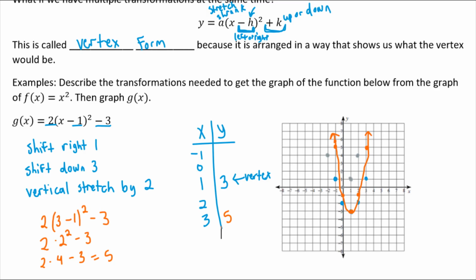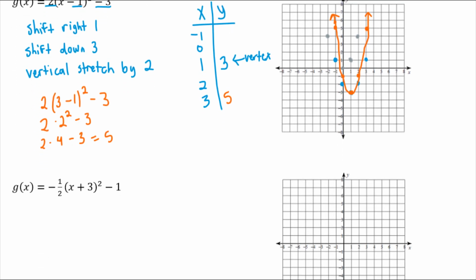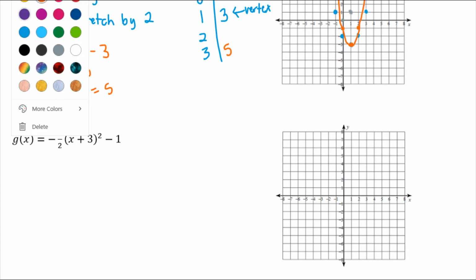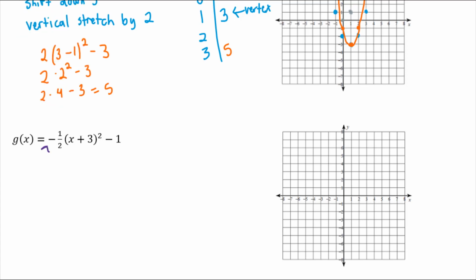And so the only other thing that can happen that didn't happen on that one is we could have a reflection as well. So that happens here on this graph, that we have a negative in front of the 1/2. So that is causing us to reflect across the x-axis. So it's going to make it point down instead of up. Reflect across x-axis.